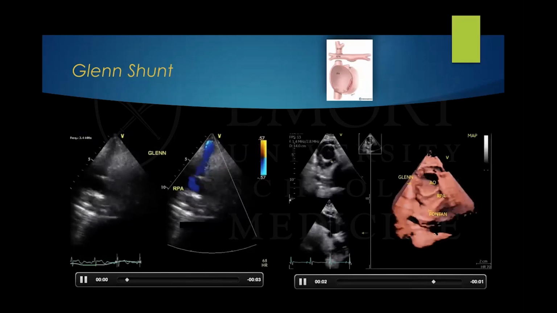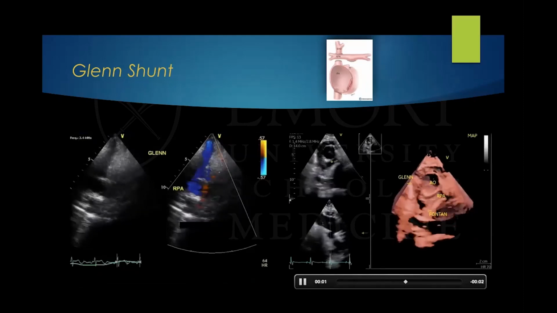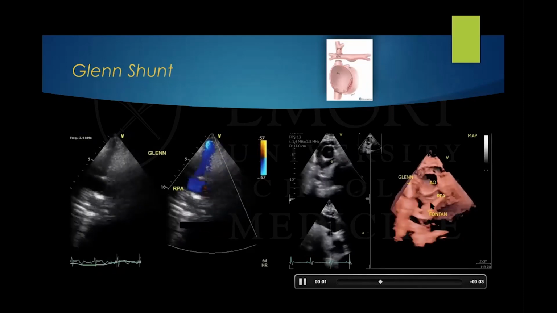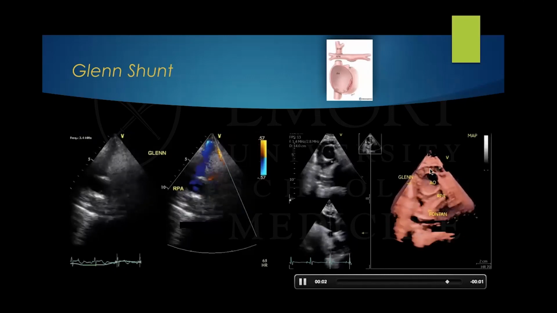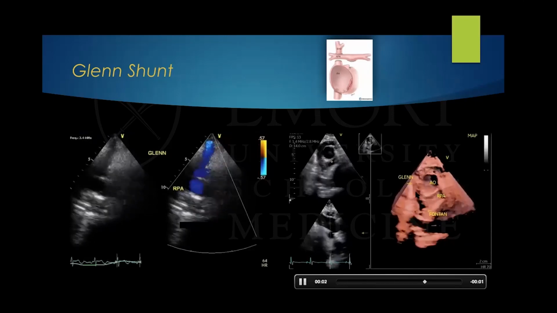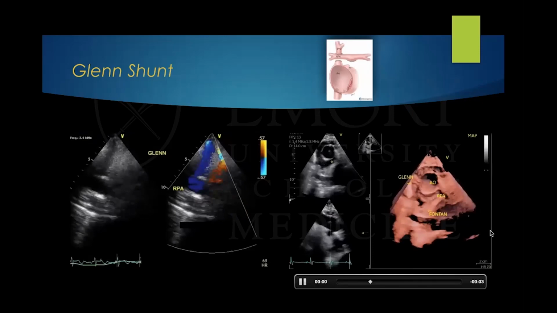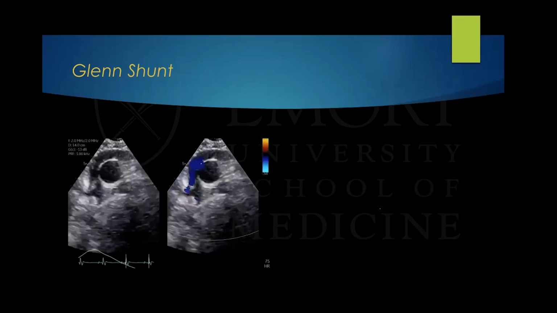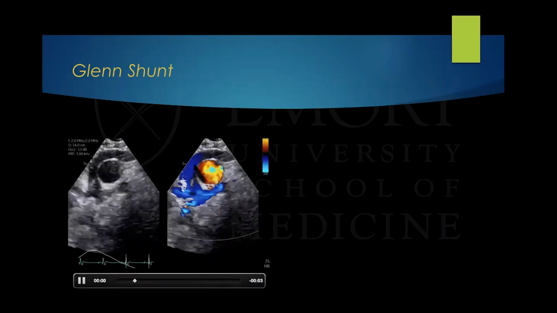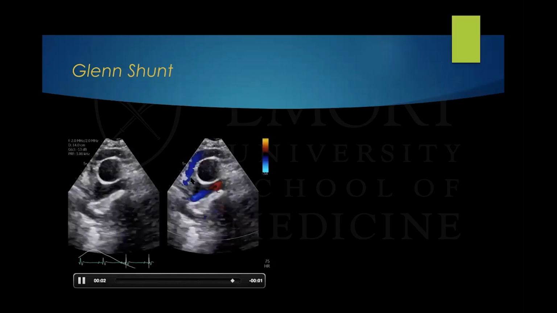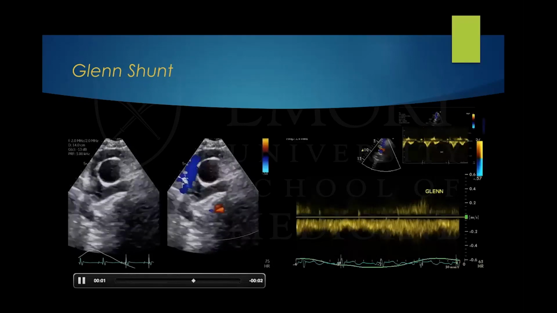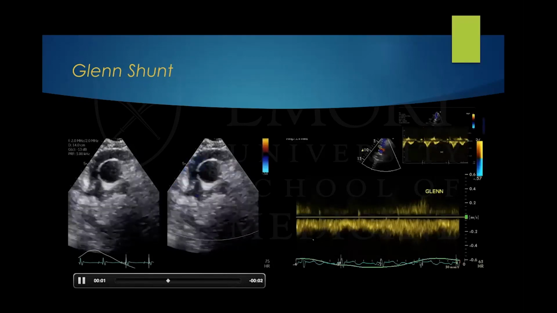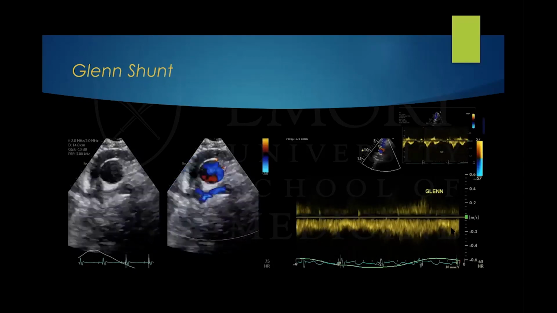This is a three-dimensional view of the Fontan coming from the IVC into the PAs, and from this is the innominate vein, and then joining the superior vena cava on the right and down into the pulmonary artery. This is another example of a Glenn shunt where you see this blue flow of the SVC connected to the pulmonary artery. And when you sample, this flow is more continuous.